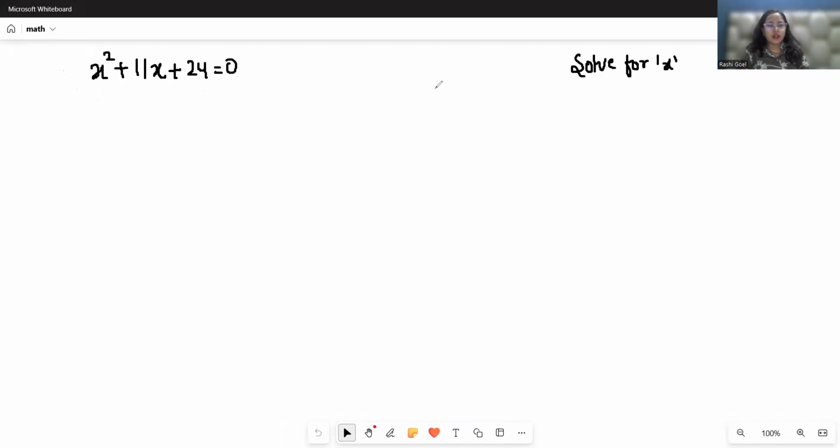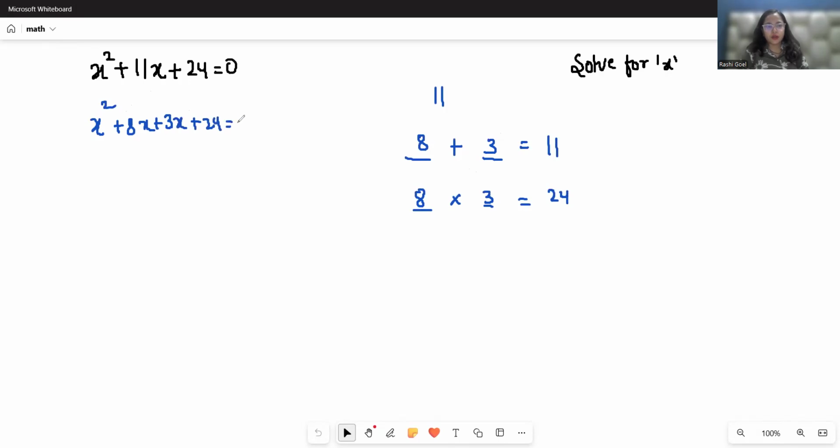So we can write this 11x, I'm going to factor it. We have to write two numbers whose sum is 11 and whose multiplication is equal to the last digit, 24. So what can be the numbers? We know that 8 times 3 is 24 and 8 plus 3 is 11. So we can write this 11x as 8x plus 3x plus 24 is equal to 0.